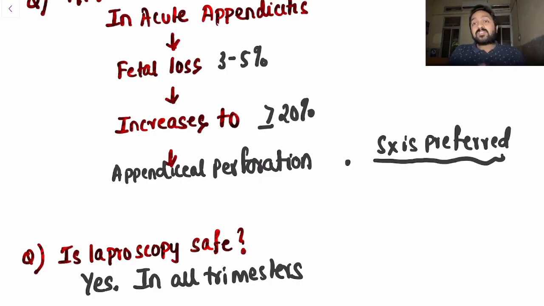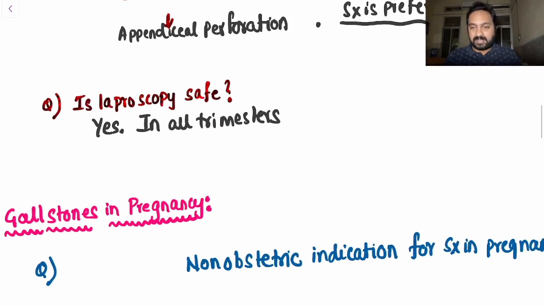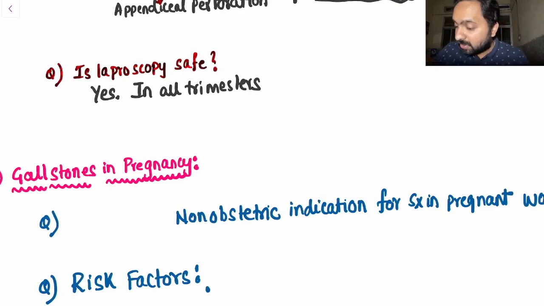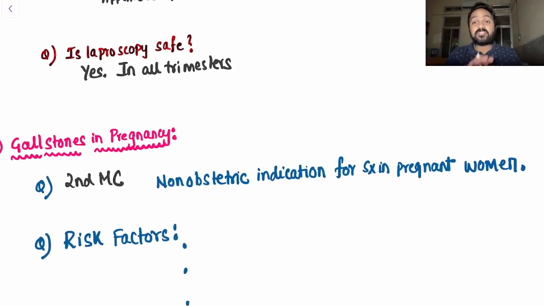Now, let's move to the next topic, which is gallstones in pregnancy. The most important points to remember: first, it is the second most common non-obstetric indication for surgery in pregnant women. So which is the most common? The one we discussed before, that is acute appendicitis.